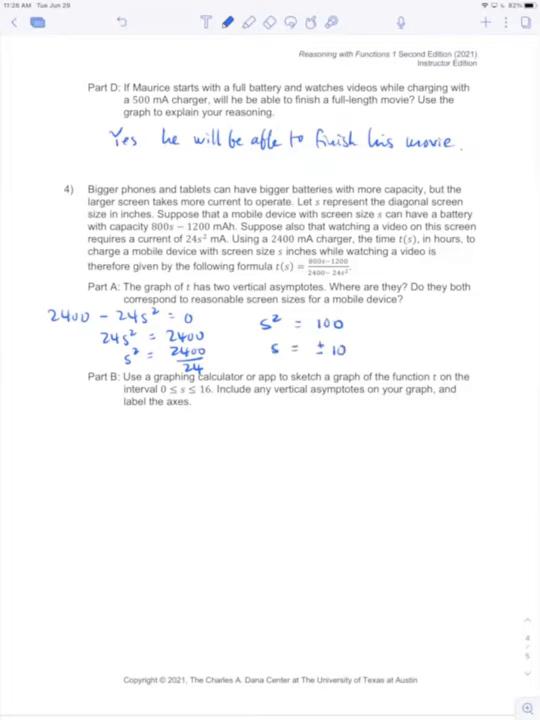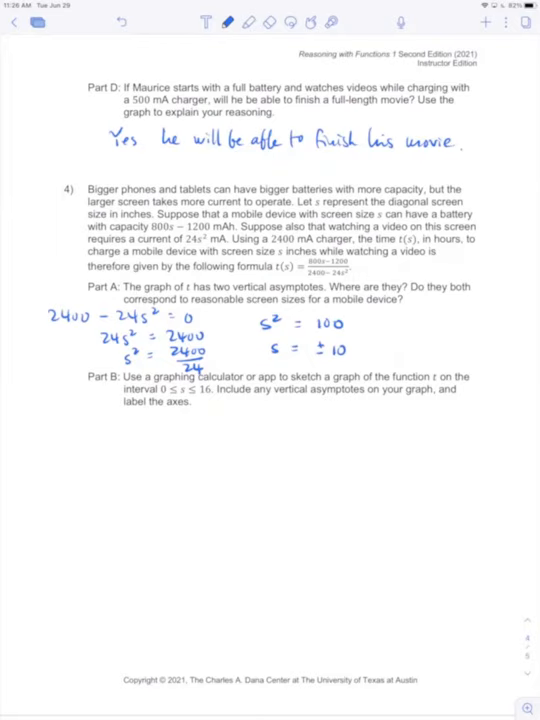Do both of these answers correspond to reasonable screen sizes? Well, the 10 does. We could have a screen size that's 10 inches diagonal, but a negative screen size doesn't make any sense. So positive 10, yes; negative 10, no, that doesn't make any sense.